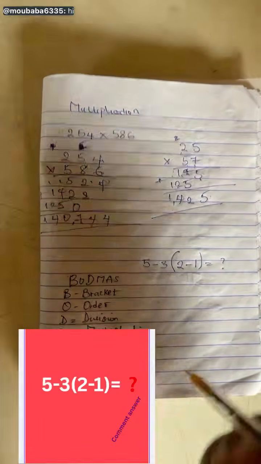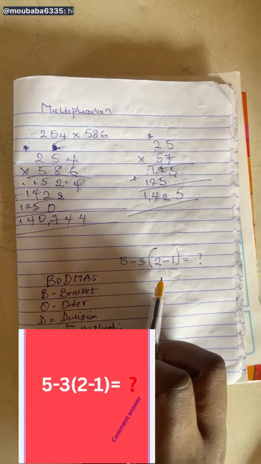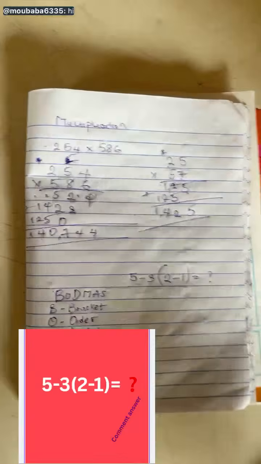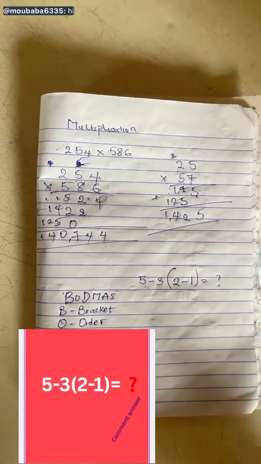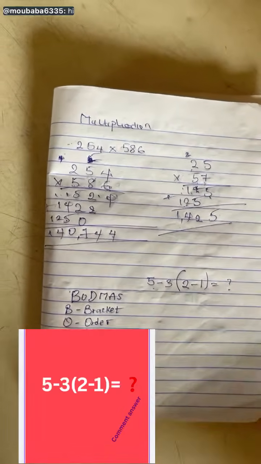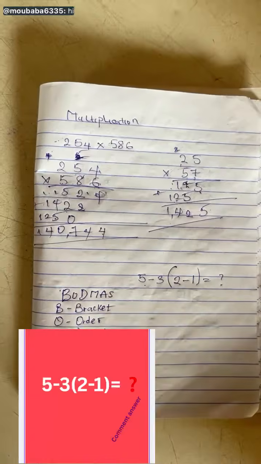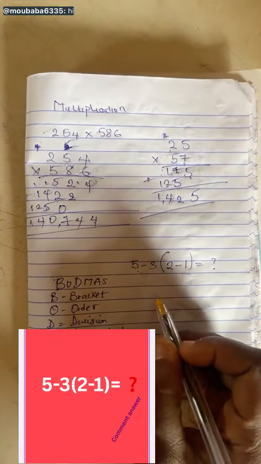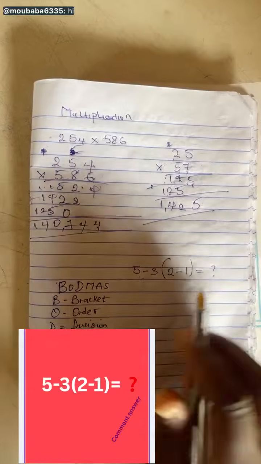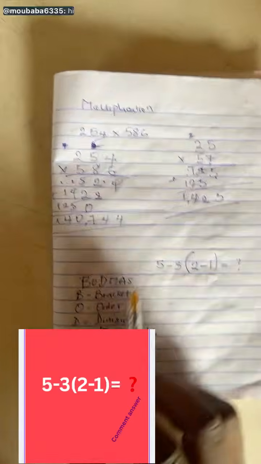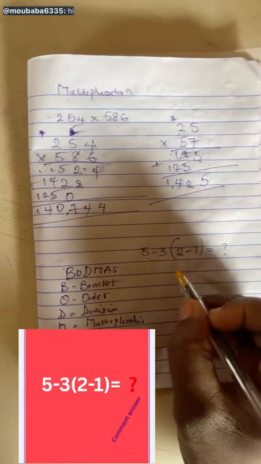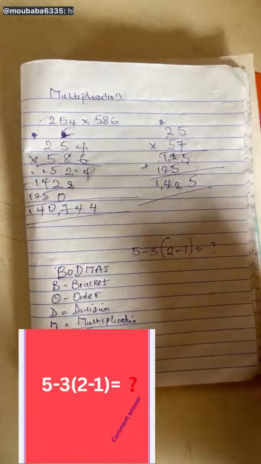Okay, what are we going to do here? What we are going to do here is what comes first. Who can tell us what comes first? What comes first here is what? As you're seeing, what we are seeing here is a bracket. Bracket comes first. So what we're going to do is to open the brackets.